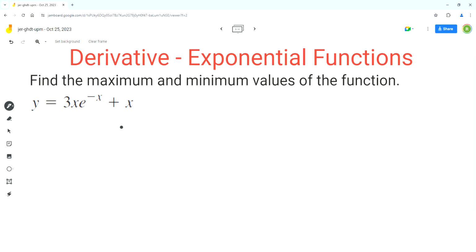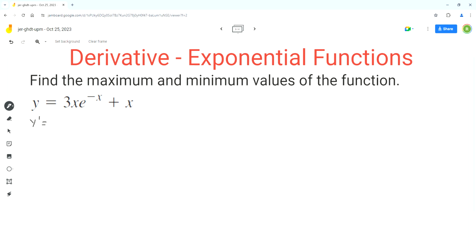So in this video, we'll find the maximum and minimum values of this exponential function. The given function is y equals 3x times e to the power negative x plus x. Now in order to find the maximum and minimum values, we need to find the derivative of this function and set the derivative equal to 0 and then solve for x at which the tangent is horizontal, because the tangent is horizontal at the peaks and valleys in the graph of the function. So let's start by finding the derivative of this function.